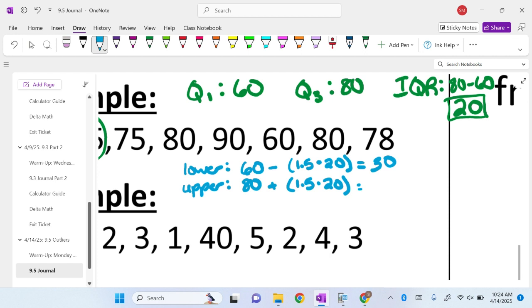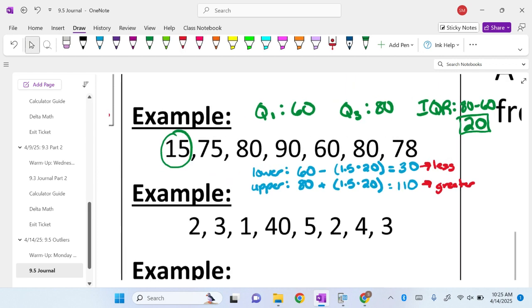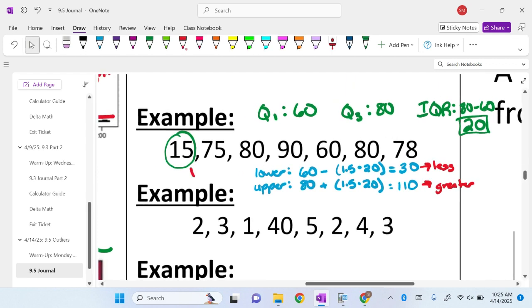So what did you guys get for your upper boundary? 110. Good. So what this means is that any number in our data set that's less than 30 or greater than 110 is considered an outlier. So that being said, 15 is 100% an outlier because it's less than 30.